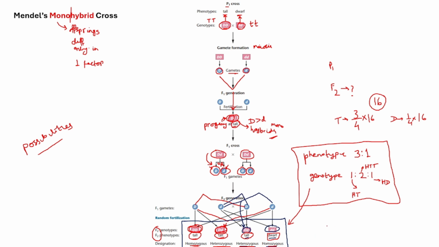Then if you have to calculate genotypically, what will happen? Homozygous tall will be 1/4 into 16. Heterozygous tall will be 2/4 into 16, and homozygous dwarf will be 1/4 into 16. So like this you will calculate. Okay, so this is the importance of this problem. We will discuss more such problems in our subsequent lectures.